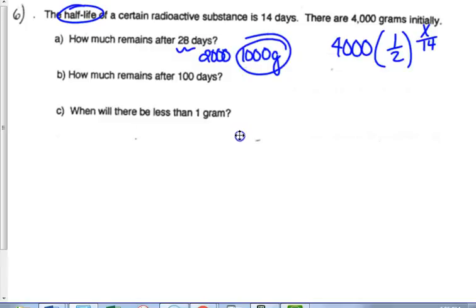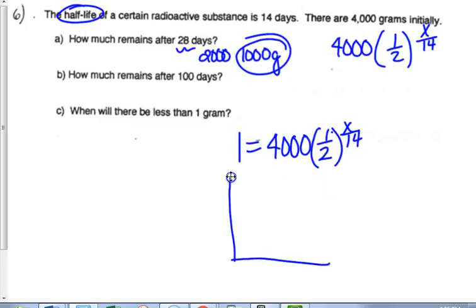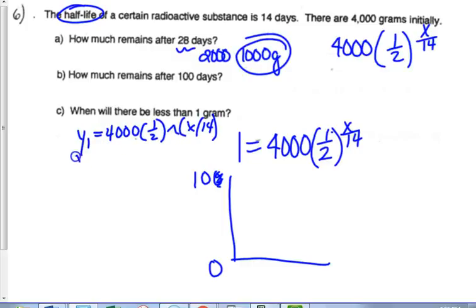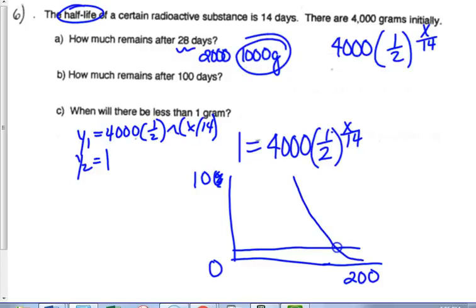Sounds good. And then for this one, you'd be doing it by graphing or taking the log and all that of both sides. If you do this one by graphing, I think I did like 0 to 10. So I did, okay, not 100, 10. I did y1 is 4,000 times 1/2 to the x over 14. And then y2 is 1. So you're going to get a line down here at 1. And then I think I did like 0 to 200. It took a long time before it came down and crossed that line.